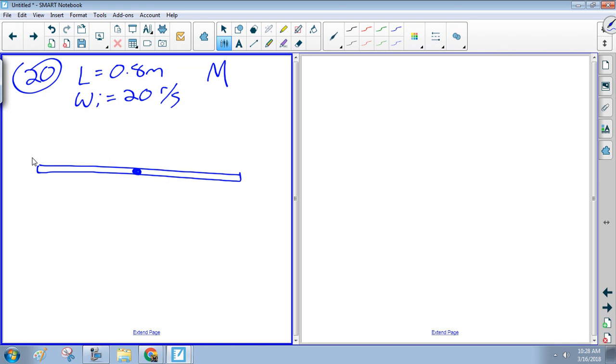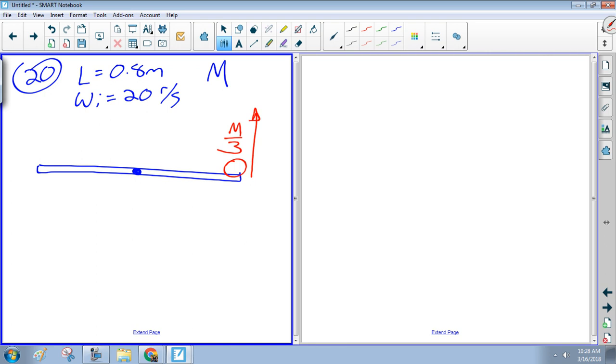A particle of mass m over 3 initially attached to one end. So here's our little particle. It's got a mass of m over 3. Initially attached to one end, it is ejected from the rod and travels along a path that's perpendicular to the rod at the instant of ejection.